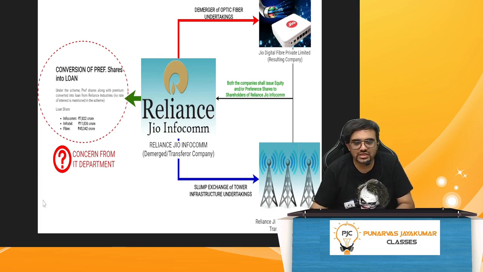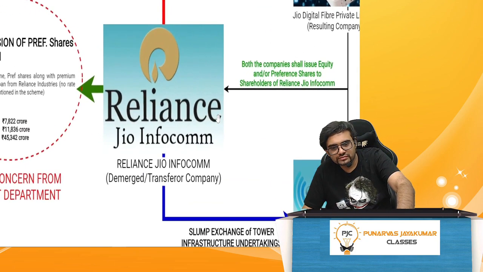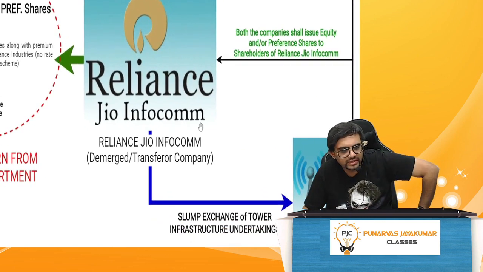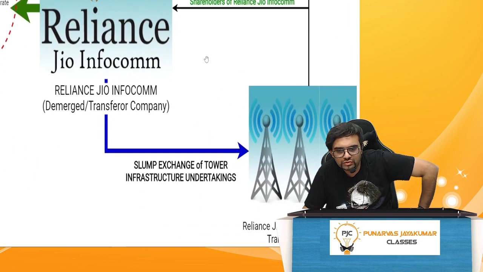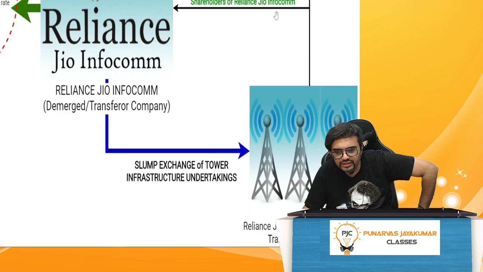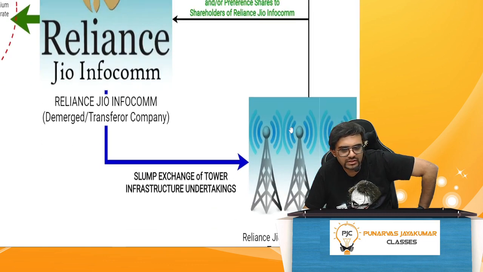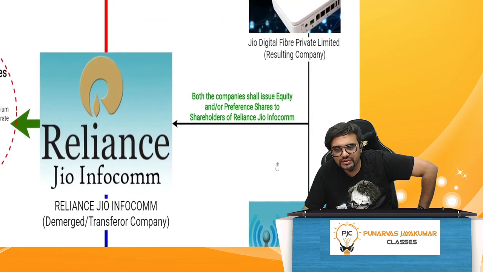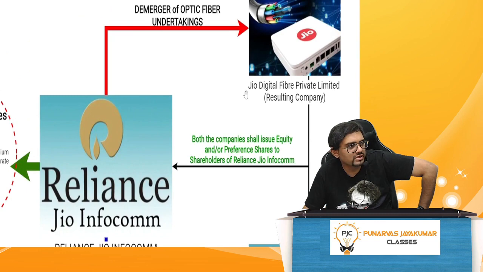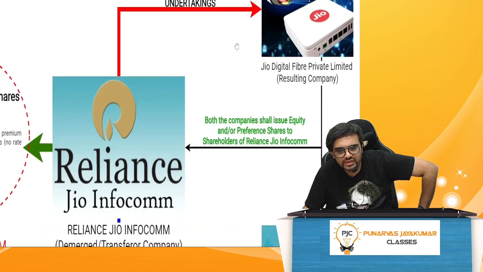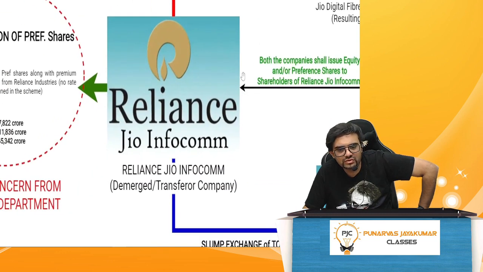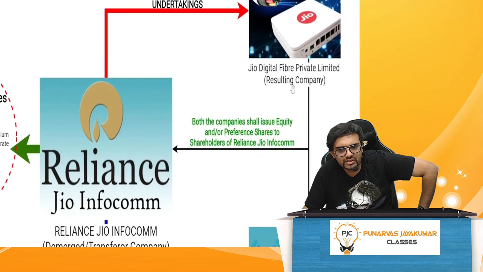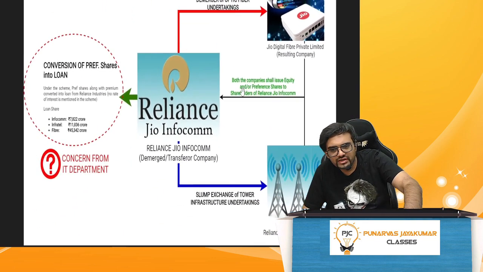So for instance, if you see Reliance Jio Infocom, they demerged into two. Through a slump sale, they went into Jio Infratel Private Limited. This is one company which is only about towers. And one more company was Jio Digital Fiber Private Limited, the resulting company. The demerged company was Reliance Jio Infocom. So predominantly, it got divided into three companies.